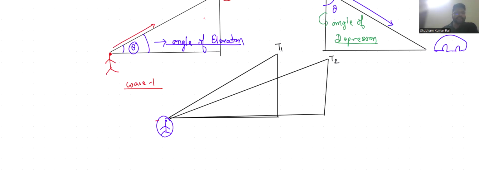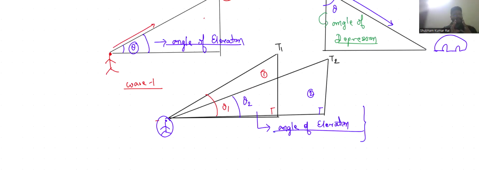So in both cases they are making an angle. For triangle 1, the angle is theta 1, right? And for the second triangle, which is 90 degrees at this vertex, the angle is theta 2. So in both cases, the angles being made are said to be angles of elevation, right? I hope it is very clear till now what the angle of depression and the angle of elevation are.